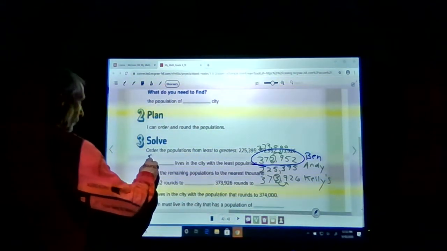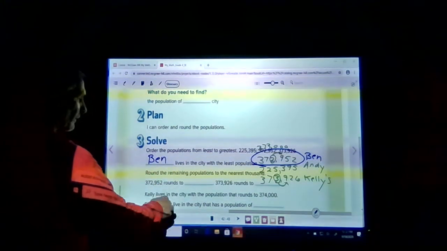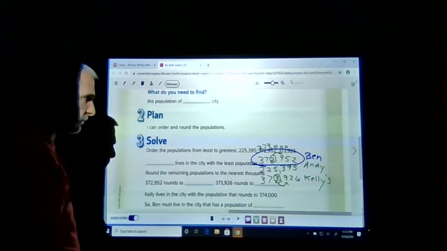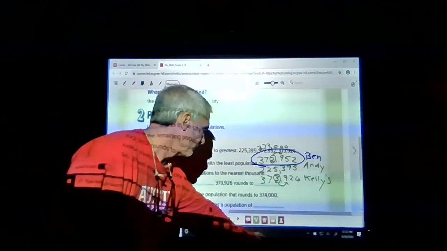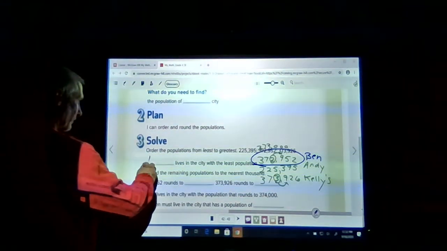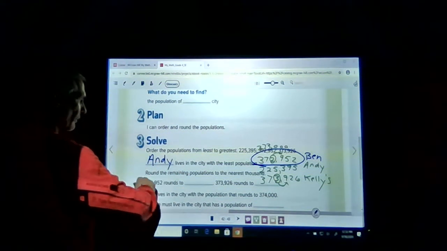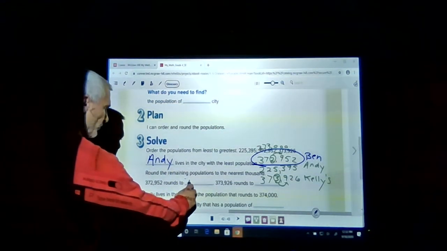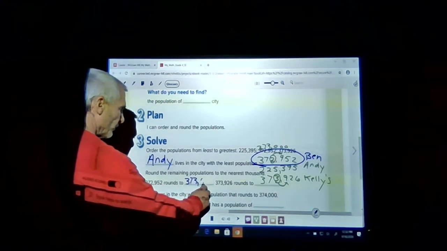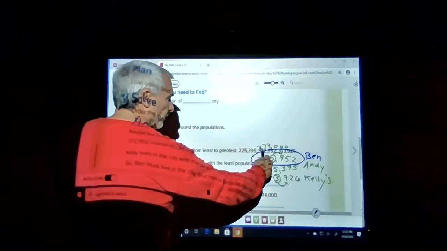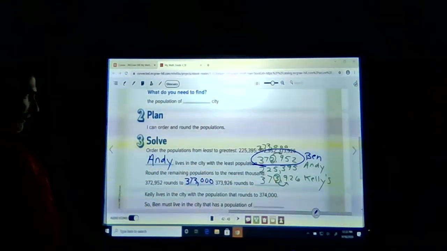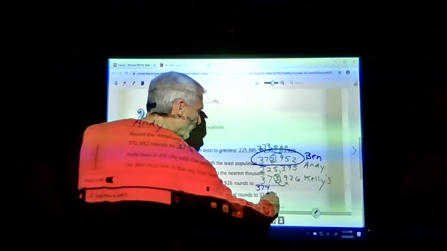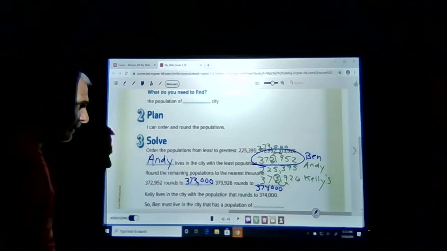And it is the question of, oh, I take that back. It's not Ben, was it? So the least was Andy, right? And that means we could get rid of that one because we want to find Ben. And then we did round each of these. This was 373,000 right here, which was actually Ben. And this one rounds to 374,000. And that was Kelly.